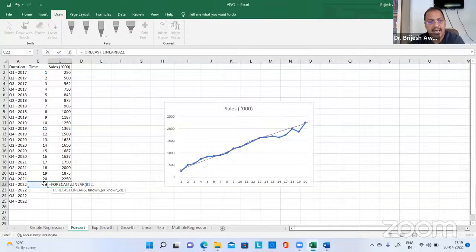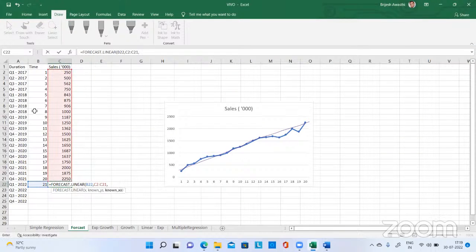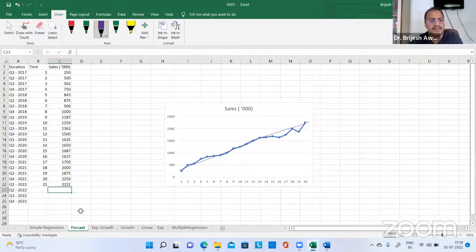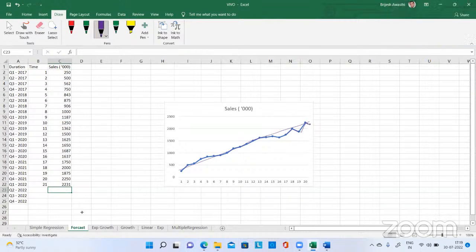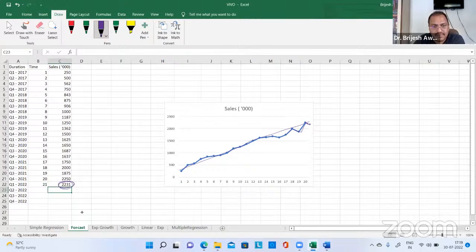This is X, this is Y, and this is the X series, and just enter. Definitely you can see values increase, then decrease, then increase. In the next value there's a chance it decreases a little bit. Yes, sir. So we are very close to the next forecast now.